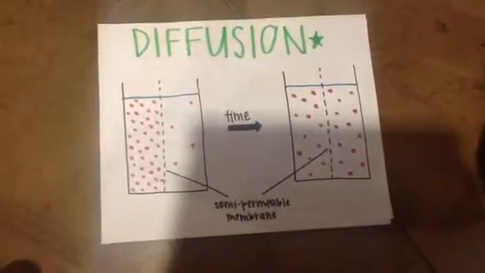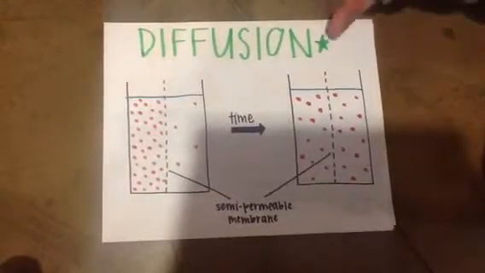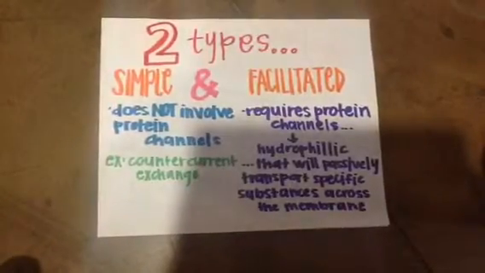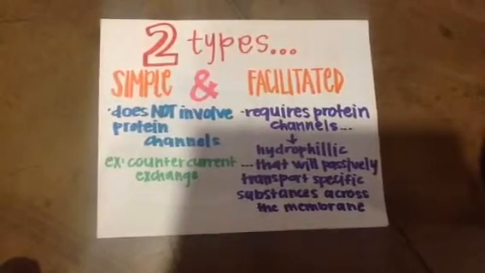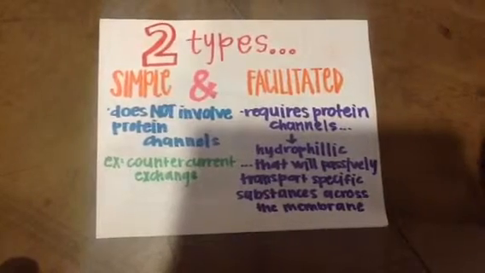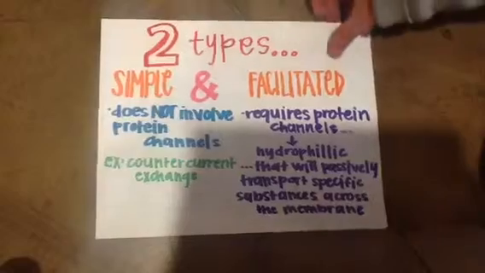Diffusion is the movement of water molecules or other particles across a membrane from high to low concentration. There are two types: simple and facilitated. Simple does not involve protein channels, and facilitated requires protein channels, is hydrophilic, and will passively transport specific substances across the membrane.